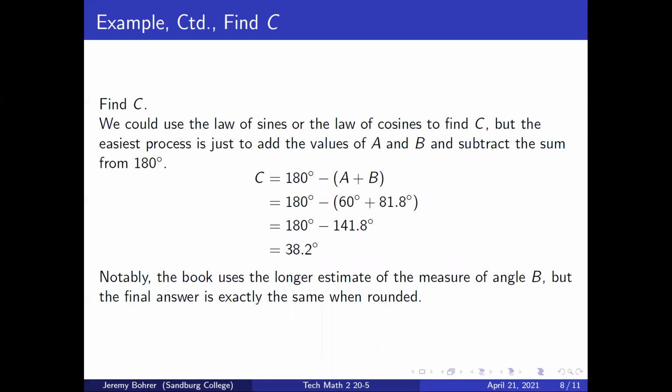And now we find C. We could use the law of sines or the law of cosines to find C, but the easiest process is just to add the values of A and B and subtract the sum from 180 degrees. So C equals 180 degrees minus A plus B, which is 180 degrees minus 60 degrees plus 81.8 degrees, which is 180 degrees minus 141.8 degrees, which is 38.2 degrees. Notably, the book uses the longer estimate of the measured angle of B, but the final answer is exactly the same when rounded.